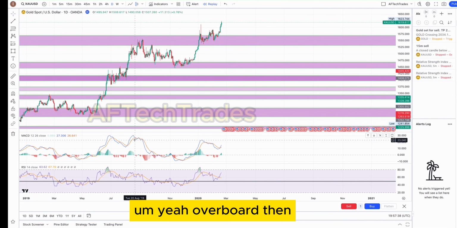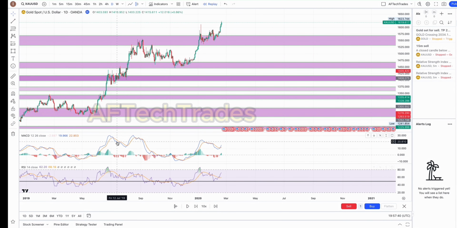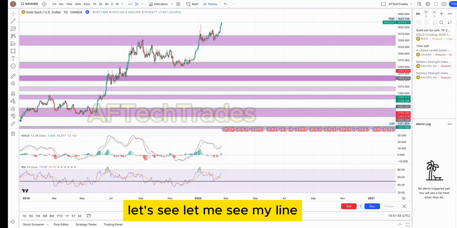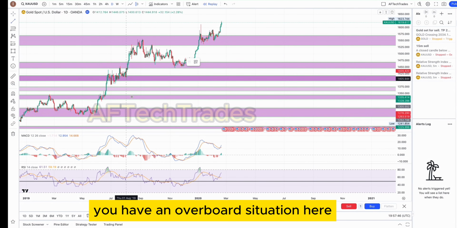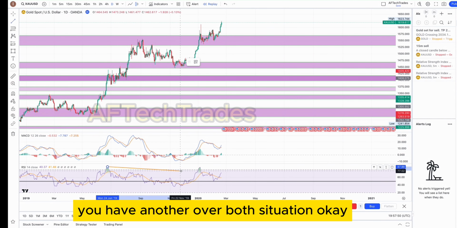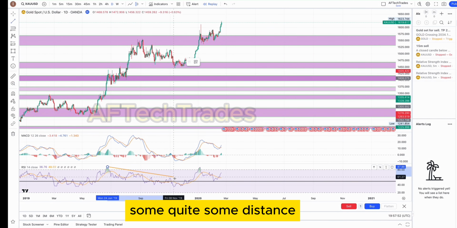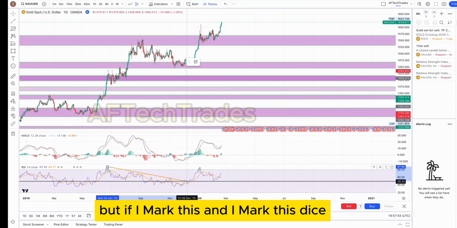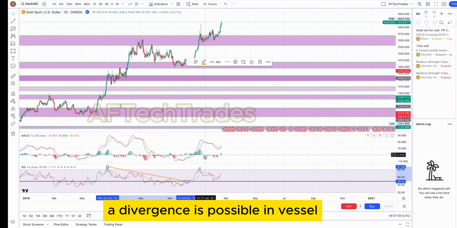Yeah, overbought. Then this one. Let's see. Let me see my line. You have an overbought situation here. You have another overbought situation. Okay, quite some distance. But if I mark this and I mark this, there is a divergence, it's possible reversal.